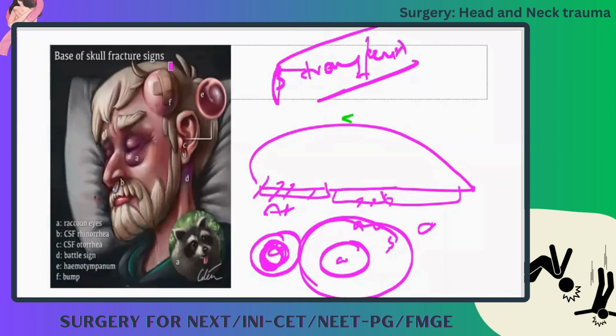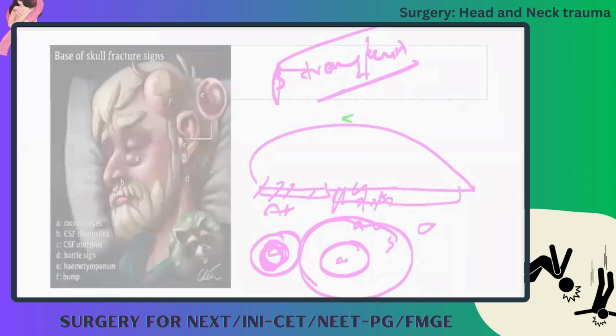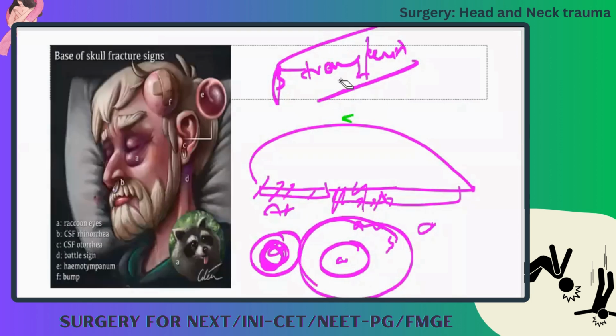And in the middle cranial fossa, if it is injured, you will get CSF otorrhea. What is CSF otorrhea? CSF through the ears. It is the same as CSF rhinorrhea, but through the ear. And you have two important signs here.